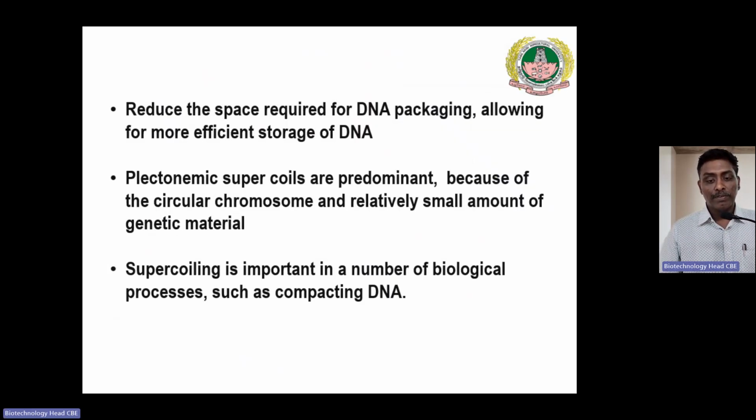What is the function of the supercoiling? It can reduce the space required for DNA packaging, allowing for more efficient storage of the DNA molecule. Among the different types of coiling, plectonemic supercoils are predominant in prokaryotic cells because they have a circular chromosome and a relatively small amount of genetic material. Supercoiling is very important in a number of biological processes such as compacting the DNA molecule. That is called packaging of DNA molecules.